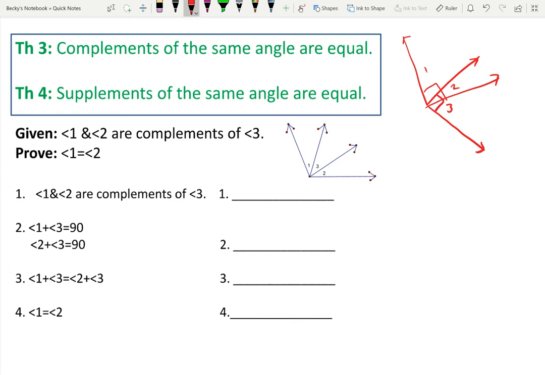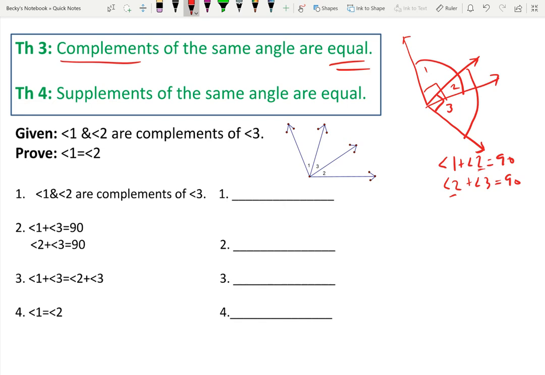Now, what you need to know is angle 1 and 2 add up to 90, and angle 2 and 3 add up to 90. So let's write this out. Angle 1 plus angle 2 is 90. Angle 2 and angle 3 is 90. What we notice is they both have an angle 2 in common. That means angle 2 has to be the same measure. So both angles have the same complement. They have to be equal. Angle 1's complement is angle 2. Angle 3's complement is angle 2.